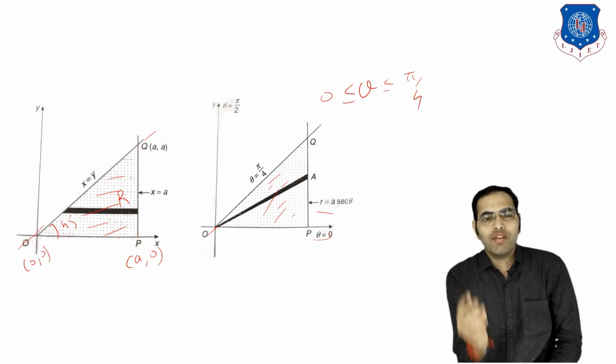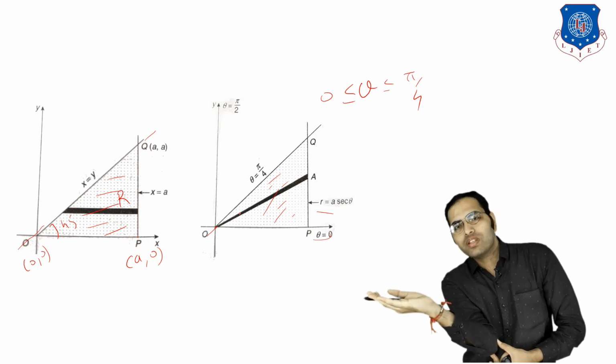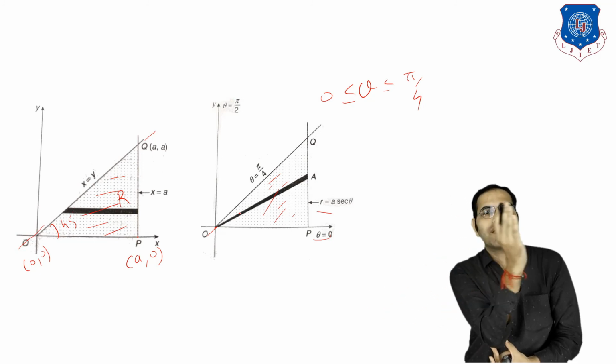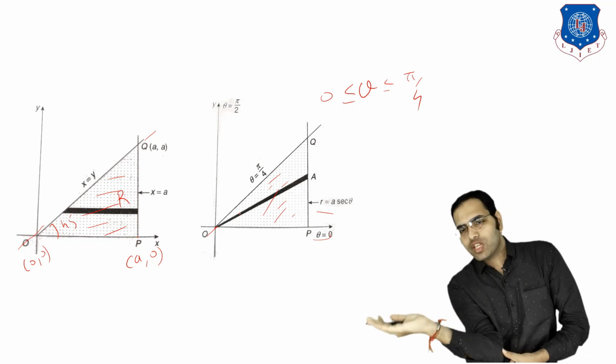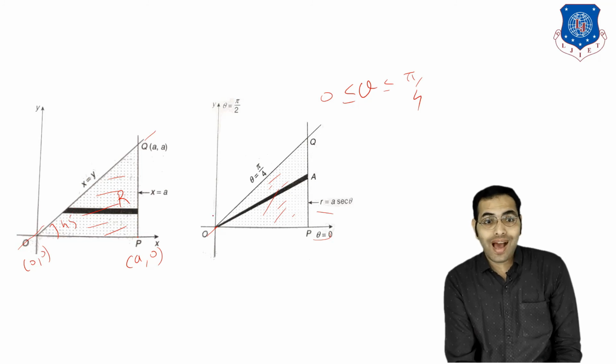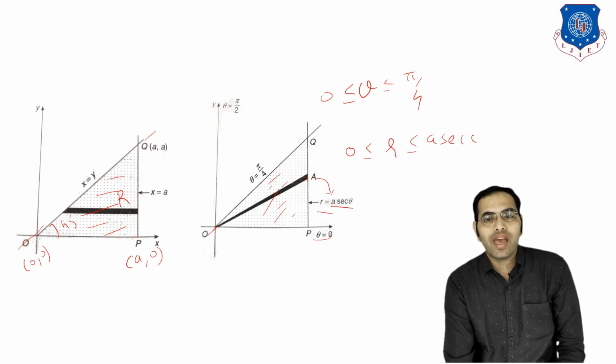Now this angular strip moves in this region; the minimum value touches the initial line theta equal to 0, and the maximum touches the line theta equal to pi by 4, so theta varies from 0 to pi by 4. Now for the limit of r, the value of r is 0 at this position, and at this position r is a by cos theta, where the strip touches x equal to a, which in polar form gives r equal to a sec theta. So the limit of r is 0 to a sec theta.